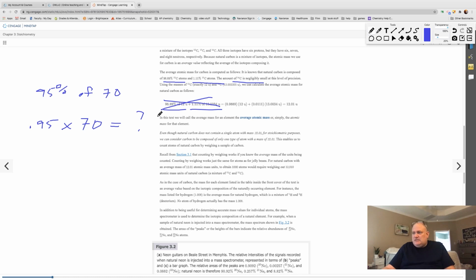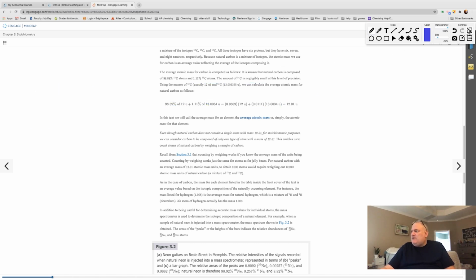You're going to take that percentage and make it into a decimal and multiply it by this, and then you're going to take the 1.11% and make it into a decimal, and add the two of them together. This should look very familiar to you because this is the molar mass or the formula mass or the average atomic mass that we find on the periodic table. This reaffirms what we talked about before.